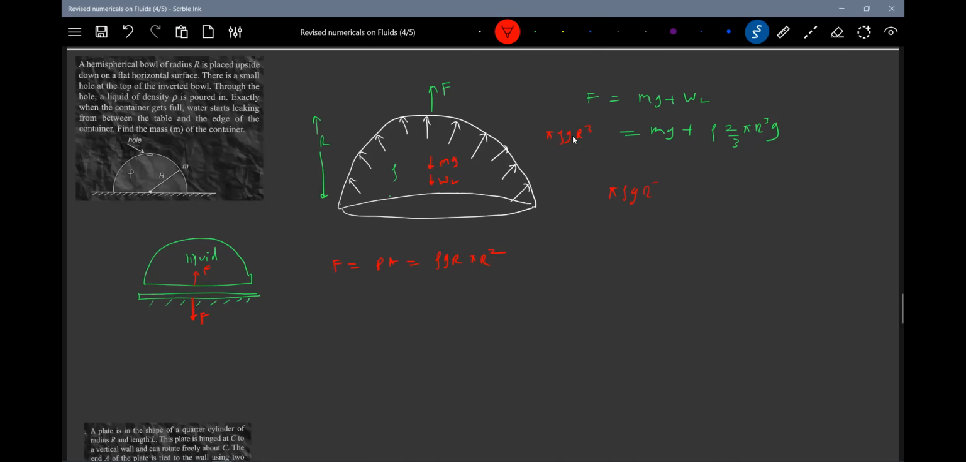Pi rho g r cube minus 2/3 pi rho g r cube equal to mg. g gets cancelled. So rho pi r cube you can take outside. One minus 2/3 into m.